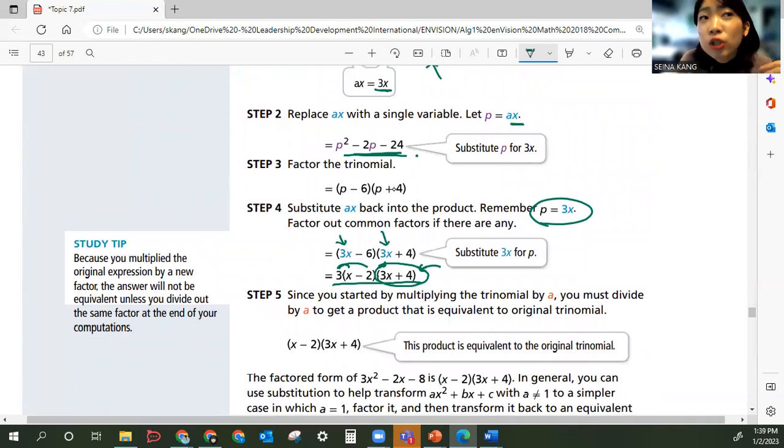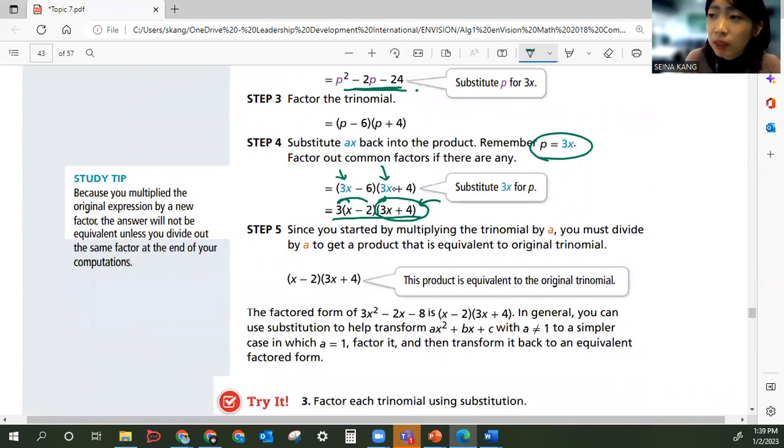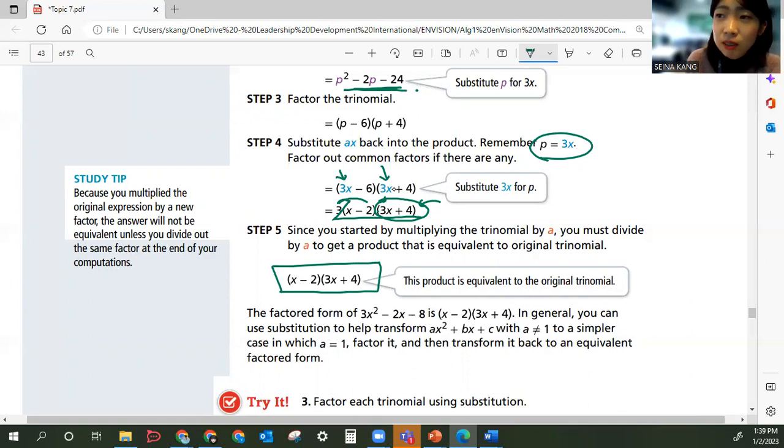How do we do it? We undo by doing the opposite of what we did. Multiplying by 3 can be undone by dividing by 3. Okay, so we're going to divide everything by 3. And that just means we get rid of that coefficient 3. And the factored form for your original polynomial is x minus 2 times 3x plus 4. Simple. It is a lot of steps, but if you are more comfortable using substitution instead of grouping, this is another method that you could use, okay?